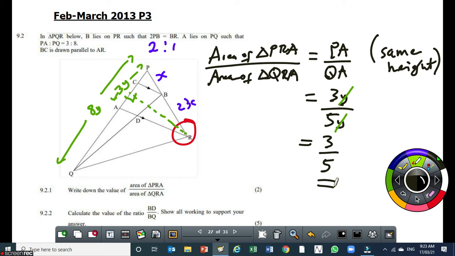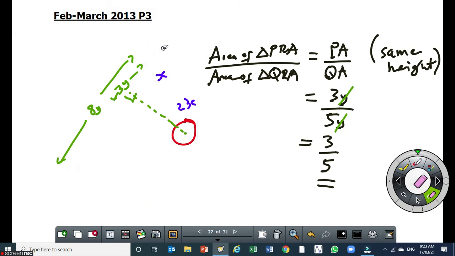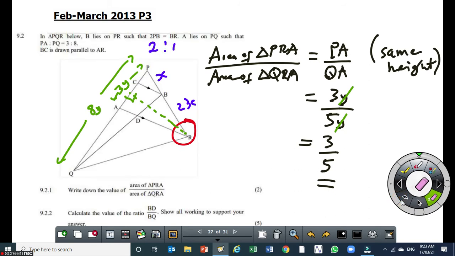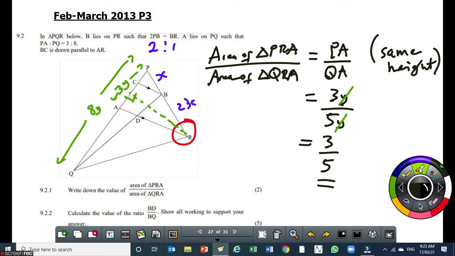Okay, I can write it the other way. Allow me to leave it as it is. I'll just write it on top here. It will be supposed to be BR to PB, like that. Okay. So it will be 2:1.